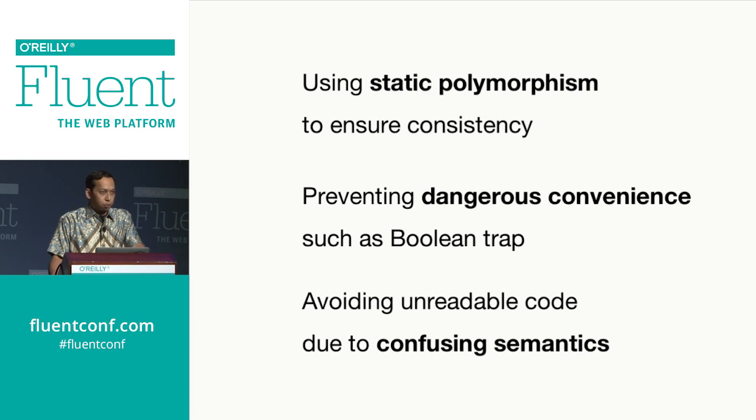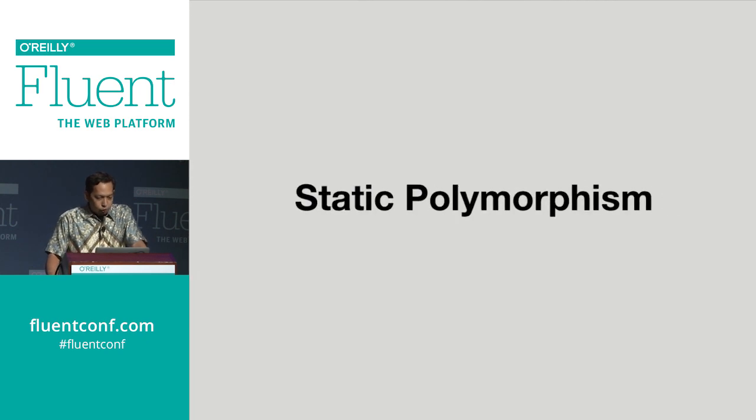The first one is about static polymorphism, to ensure consistency. And for the second part, I'll show some of the dangerous shortcuts that we tend to take that will cause inconsistent API. And last but not least, we're going to see some of the styles of API that don't lead to readable code. So without further ado, let's talk about static polymorphism.